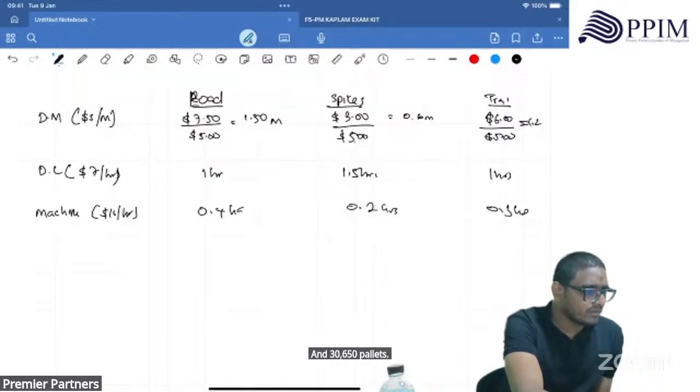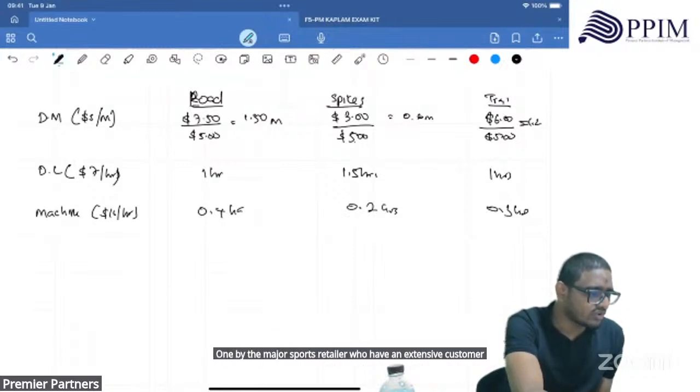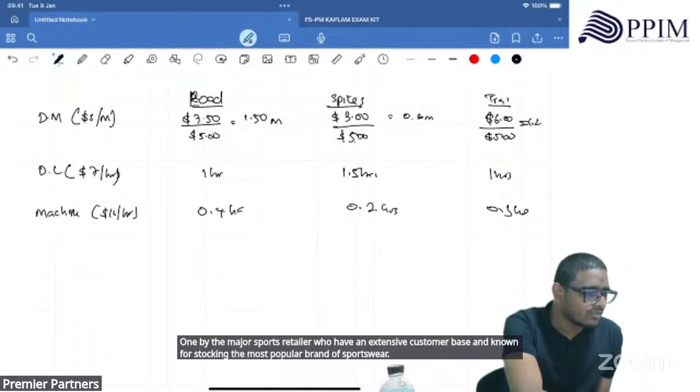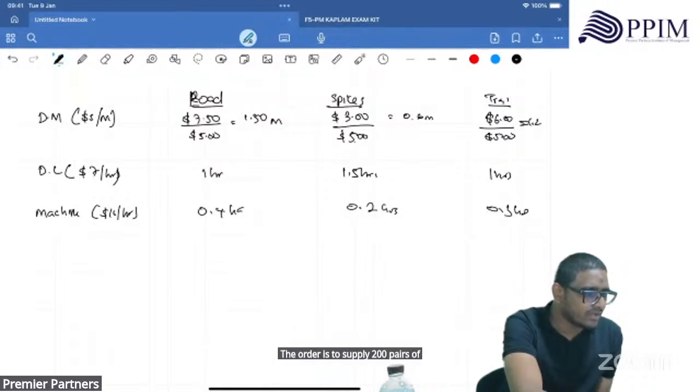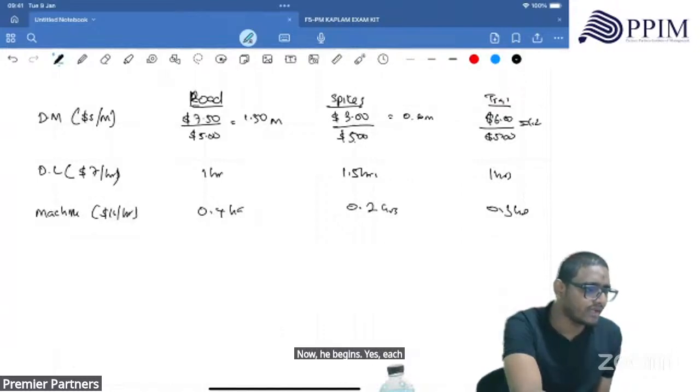Okay. Belahouston company has received a special order from Runway, which is not included in the demand estimates above. Runway are a major sports retailer who have an extensive customer base and are known for stocking the most popular brand of sportswear. The order is to supply 200 pairs of each type of shoe at a discount of $8 on the standard selling price. So we're going to give a discount of $8 for each type of shoe.